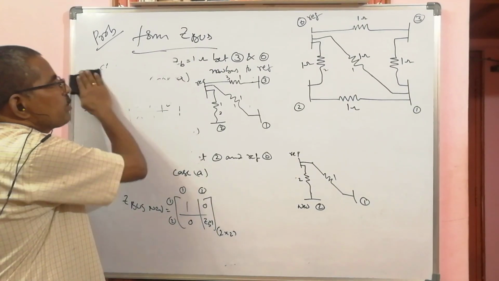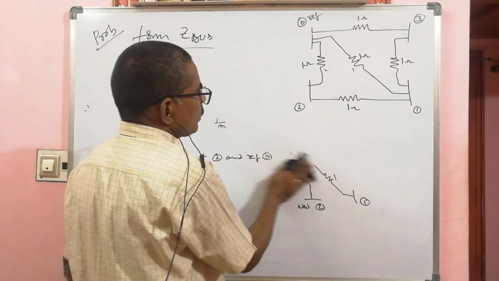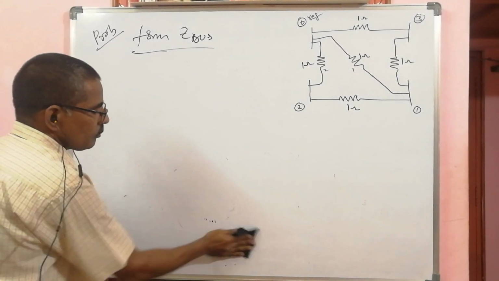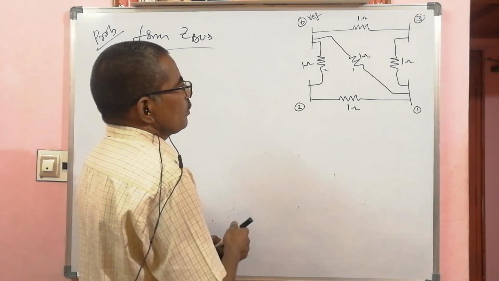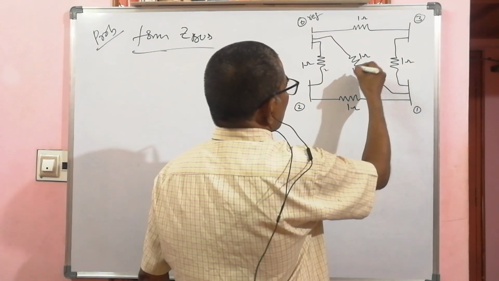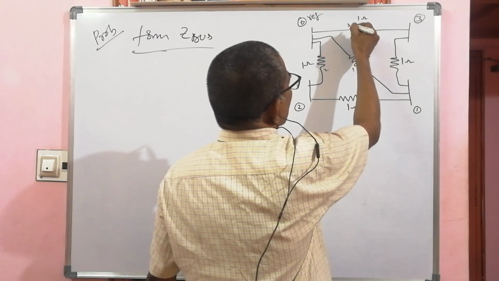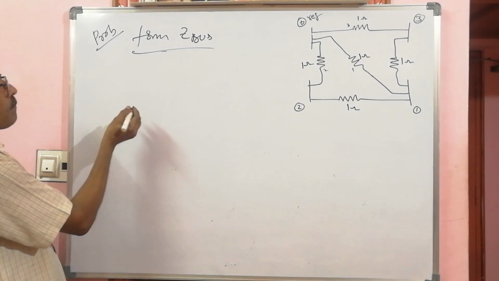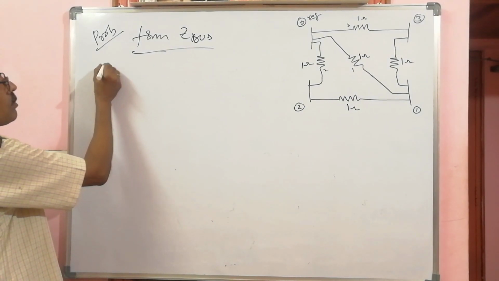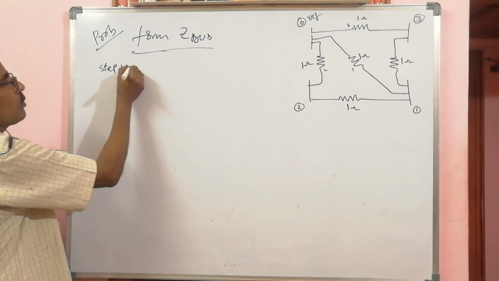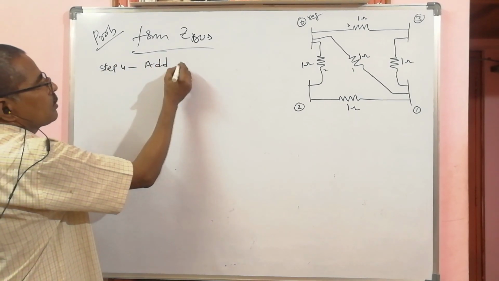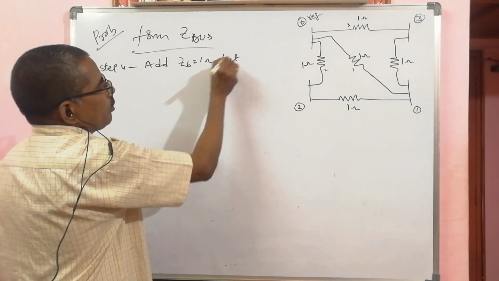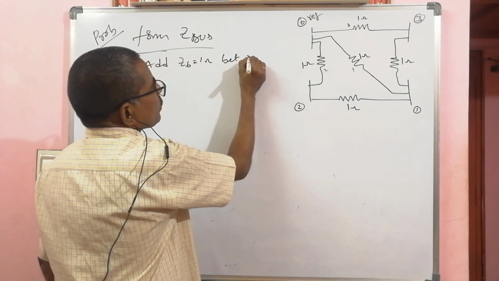Then fourth step is to add remaining elements one after the other. So 1, 2, this is over, this is over, this is over. These two are to be added. Step 4. Add ZB equal to 1 ohm between 2 and reference.